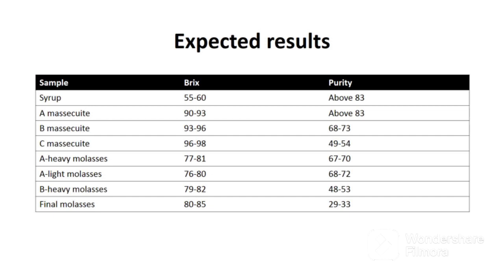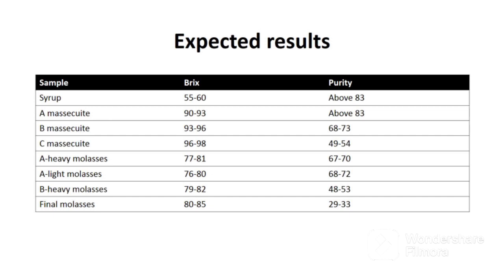After the first crystallization and centrifugation, it is expected that the purity drops by 15. That's why A massecuite, if it has 83, A heavy and A light molasses will have purity of around 68. And the purity of A heavy and A light is somehow related to B massecuite because A heavy and A light molasses are the ones used to prepare B massecuite.